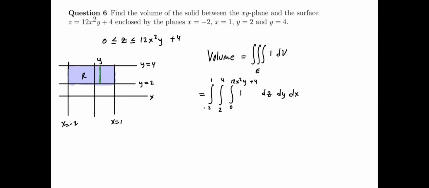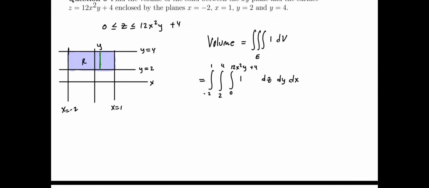So that's how I'm going to set up the integral. Let's go ahead and work it out. We have the integral of 1 with respect to z, so we have the double integral from -2 to 1 and then 2 to 4. If I integrate 1 with respect to z, that will just be z, evaluated from 0 to 12x squared y plus 4. Once we finish that, we integrate with respect to y, and then with respect to x. I hope this makes sense.